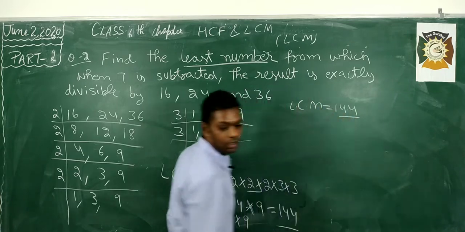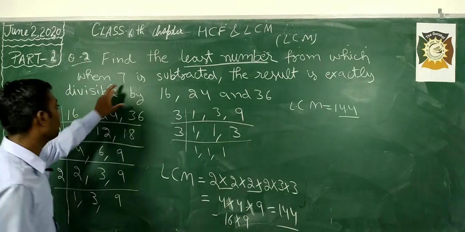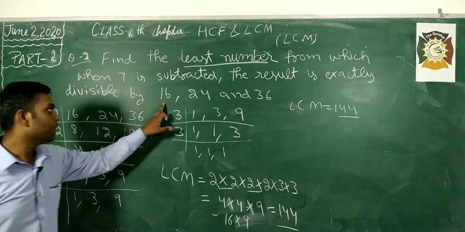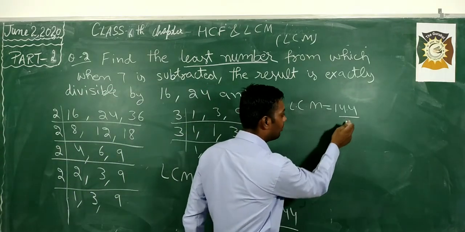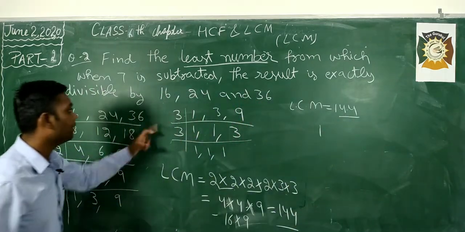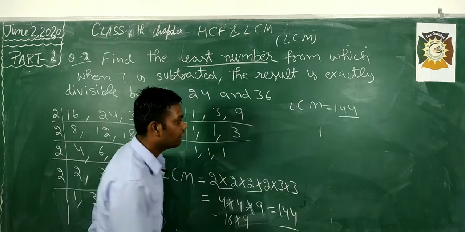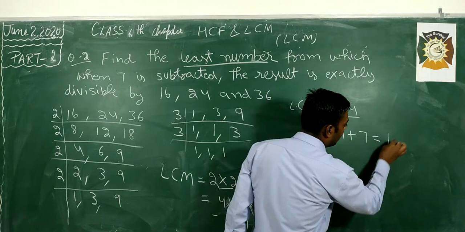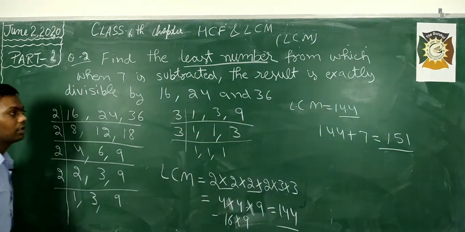Now we have to find a number from which, when 7 is subtracted, it is divisible by 16, 24 and 36. So we add 7 to this number, because 144 is divisible by all three numbers 16, 24 and 36. If we add 7 to it, that is equal to 151, which is our required answer.